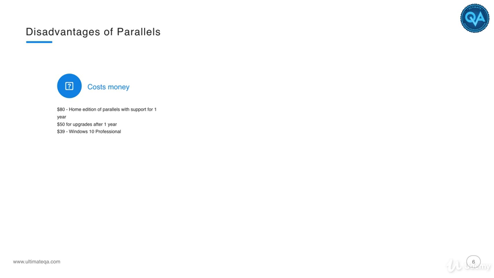It's not too bad, but if you're concerned about money, then you're going to have to pay $80 for the home edition of Parallels with support for 1 year, which means you'll get free upgrades. However, after that 1 year, you'll need to pay $50 for upgrades if you want them. You don't have to upgrade, but you will have to pay for that. And you'll also need to pay $39 for the Windows 10 Professional Edition so that you can run Visual Studio.